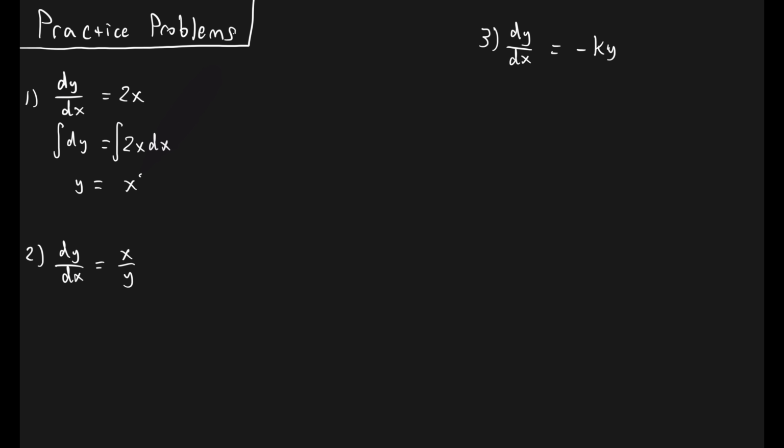squared. However, because there was no initial value or condition given to us, we know that this is a general solution. So we've got to add a c. So the final answer becomes y equals x squared plus c.